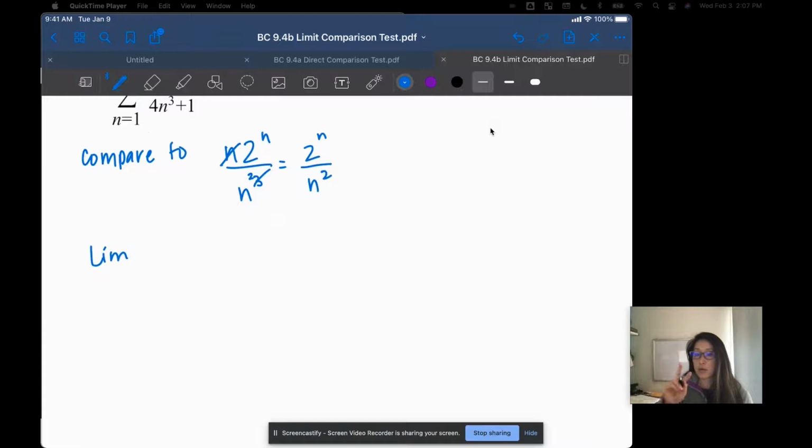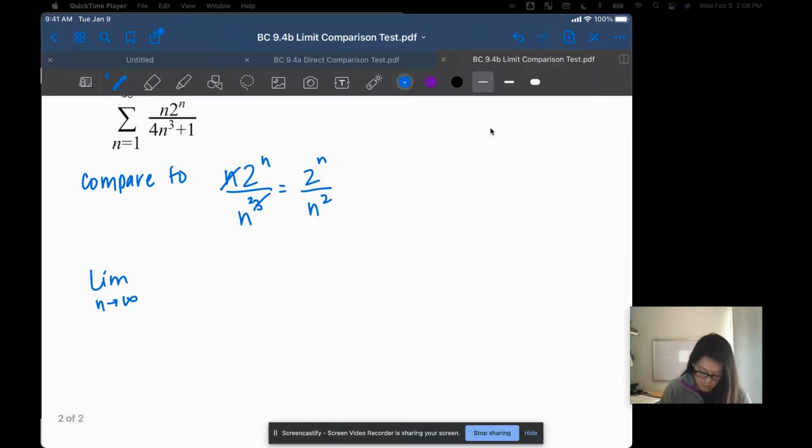All right, so let's go ahead and set up our limit and make sure that our a sub n and our b sub n are growing at a very similar rate, very close. So the limit as n approaches infinity of our original, which is n times 2 to the n over 4n cubed plus 1, all over 2 to the n over n squared, multiplied by the reciprocal.